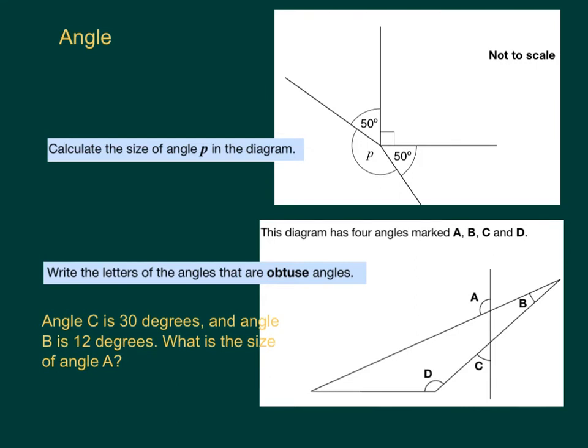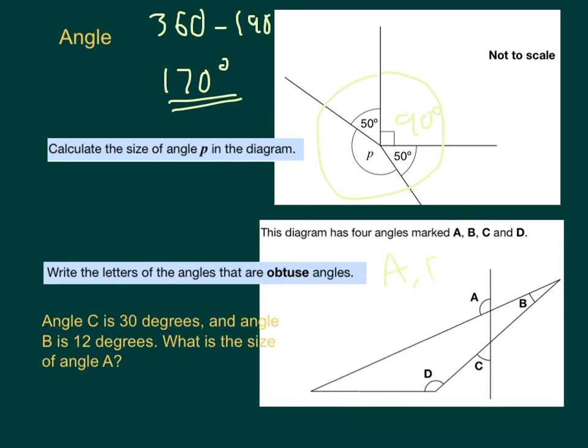Okay, so for the first one, I need to recognise that a full turn is 360 degrees, and I have a 90 degree angle there. I've got those two 50 degree angles, which of course makes 190 degrees, so 360. If I take away the 190 degrees, that'll leave me angle P, which has got to be 170 degrees. Of course, the obtuse angles, the ones that are between 90 and 180 degrees, are A and D.